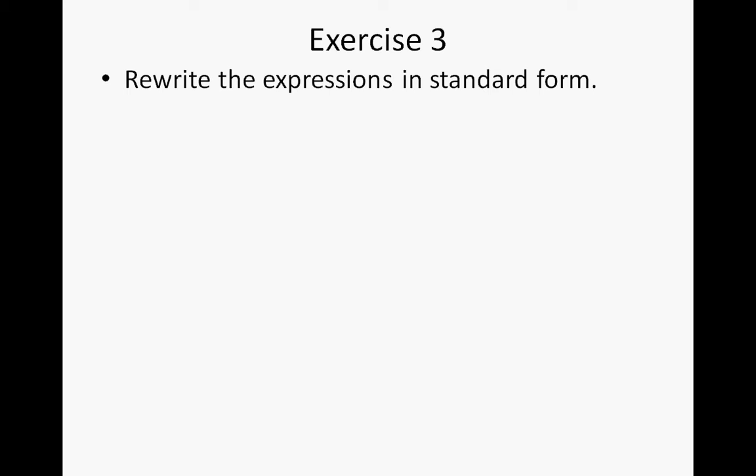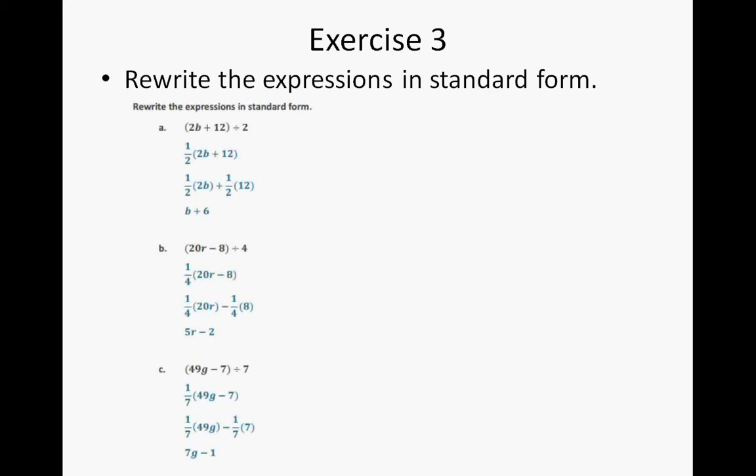All right, so you should have exercise 3 done. And dividing by 2 is the same as multiplying by 1/2. Now notice instead of writing the 1/2 at the end of it, they just went ahead and changed it to the beginning. That part doesn't really matter. You are still going to end up multiplying each term by 1/2, and you should end up with b plus 6. Instead of dividing by 4, it's multiplying by 1/4. 1/4 of 20 is 5. 1/4 of 8 is 2.